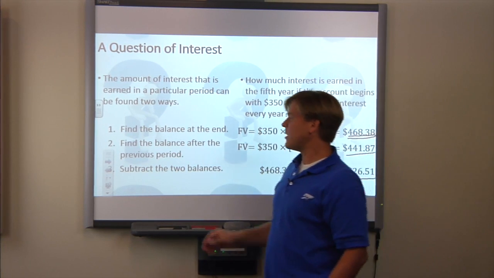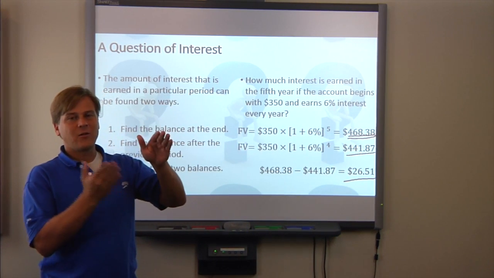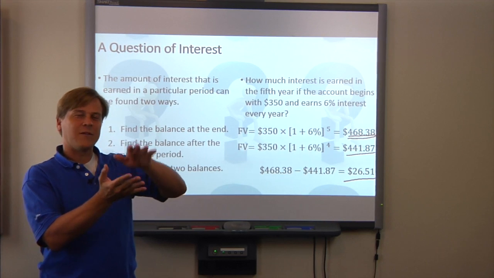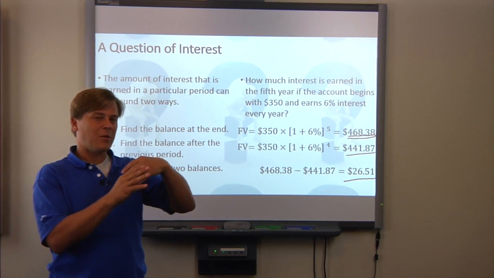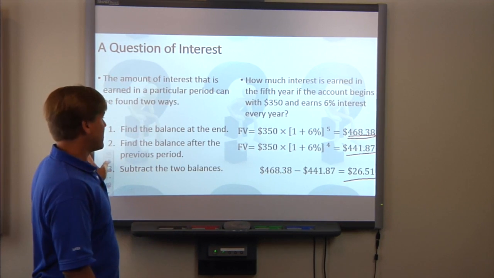So if you want to find out how much money you earn in a particular year, you can find out how much you have at the end of the year and the beginning of the year and subtract, or you can find out how much you have at the beginning of the year and multiply it by the interest rate to get that same number, both times in this case, 26.51.